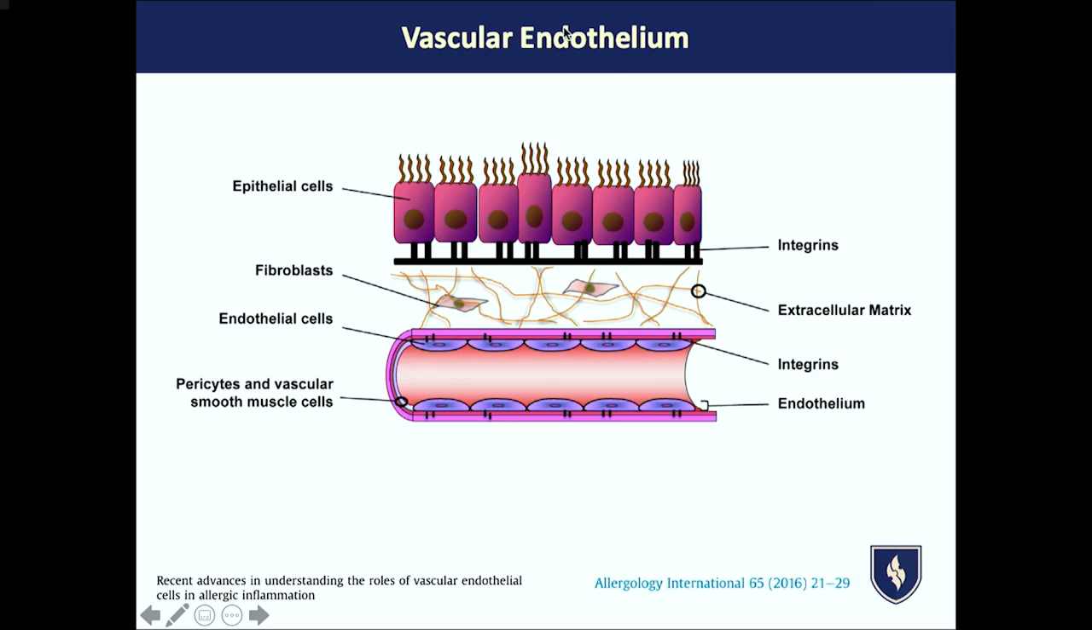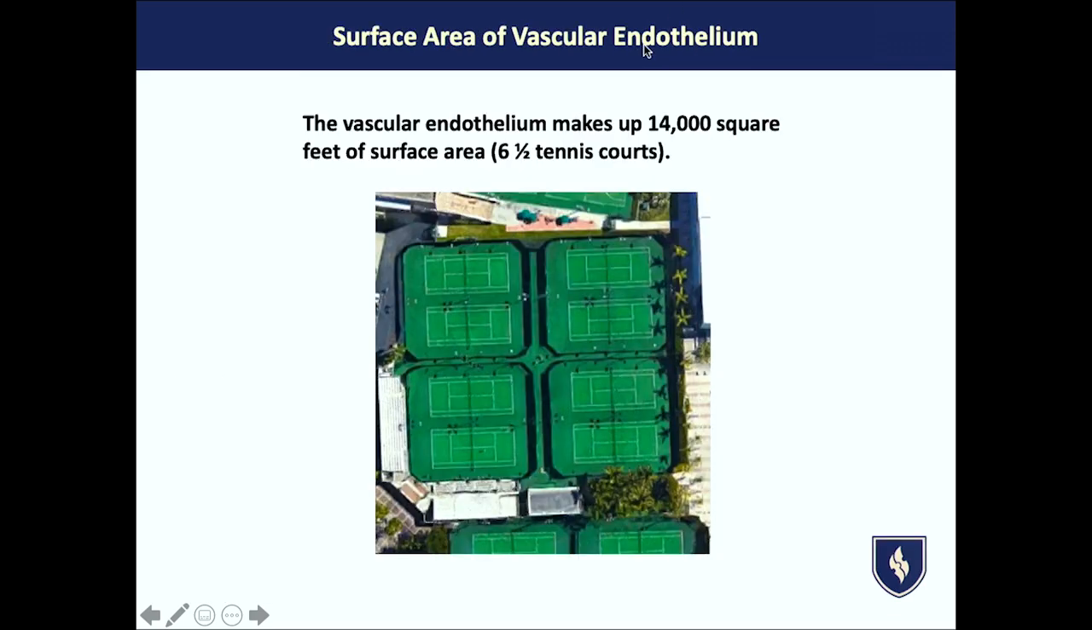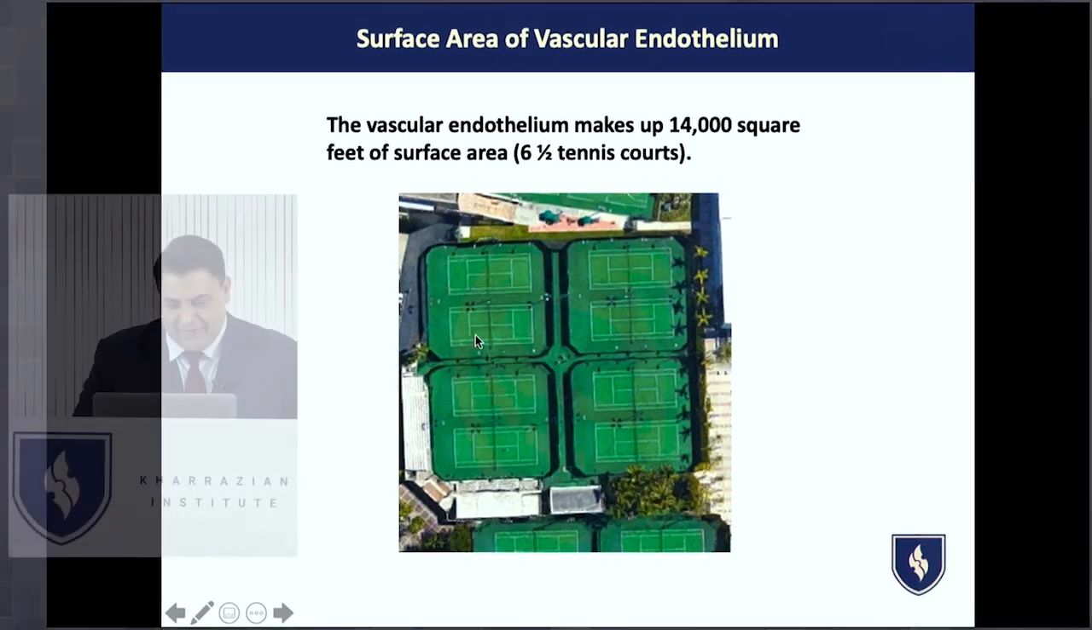And when you look at the vascular endothelium, and you look at these studies or these evaluations, look at the total surface area of the vascular endothelium. The vascular endothelium makes up 14,000 square feet of surface, or 6.5 tennis courts. This is the vascular endothelium.